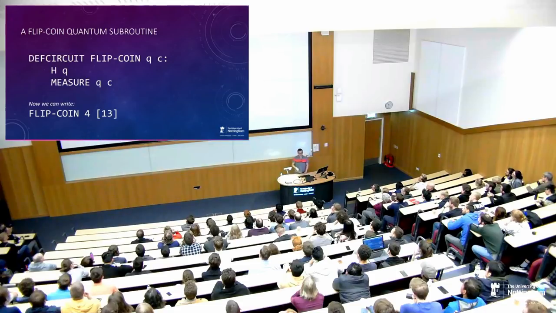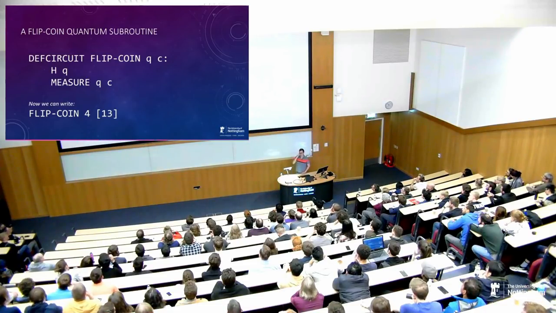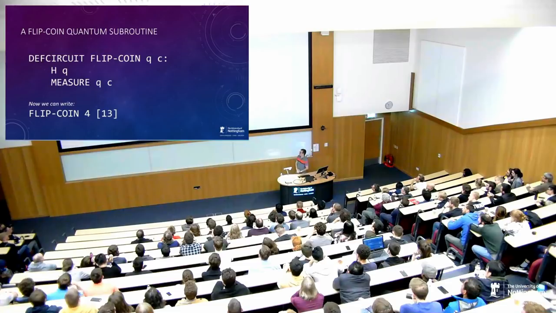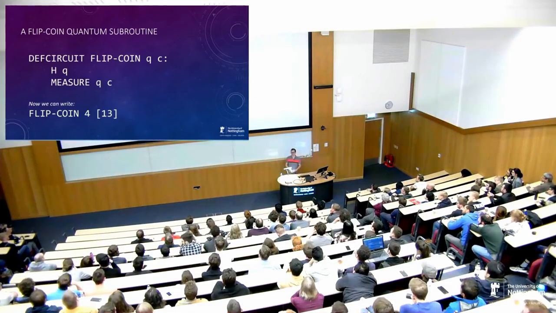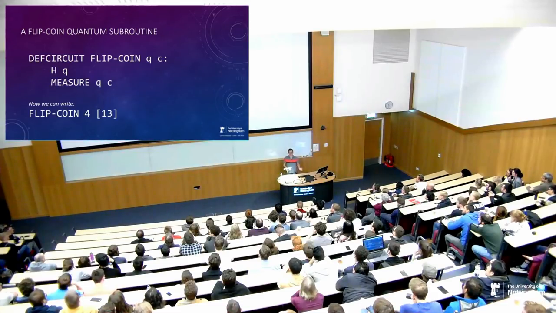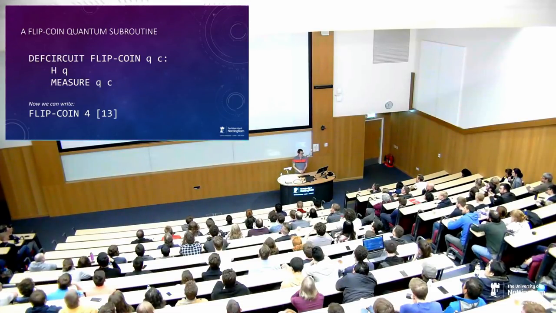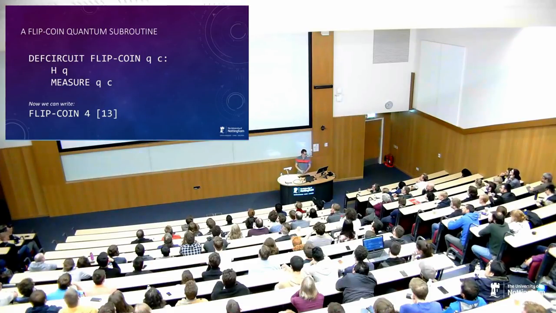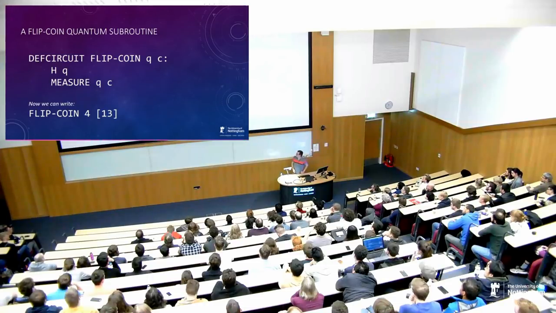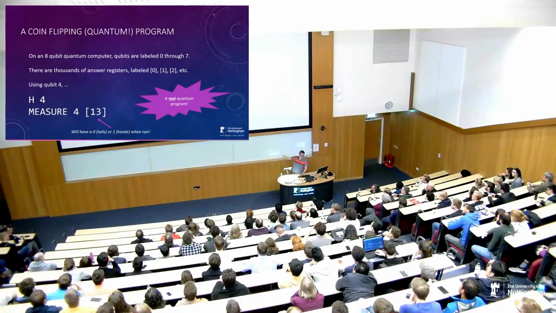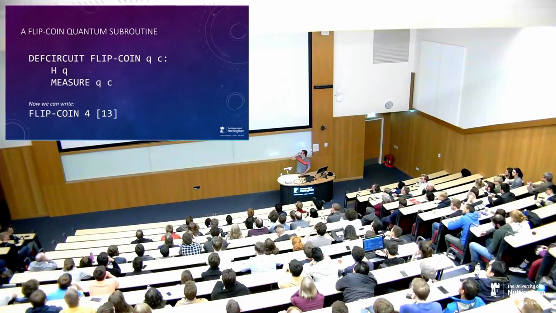I want to bring back this mantra of abstraction, which also exists in the context of quantum computation. So maybe coin flipping is a useful thing. Maybe I want to use it a lot in my program. Maybe I want to flip 5 coins or something like that. Here, we can actually define a subroutine called flip coin, where as long as we provide a qubit and a place to put the answer, we can say do Hadamard on that qubit and measure on it. And so henceforth, instead of having to write out this program with these special numbers and everything, we can just say flip coin, 4 and 13.